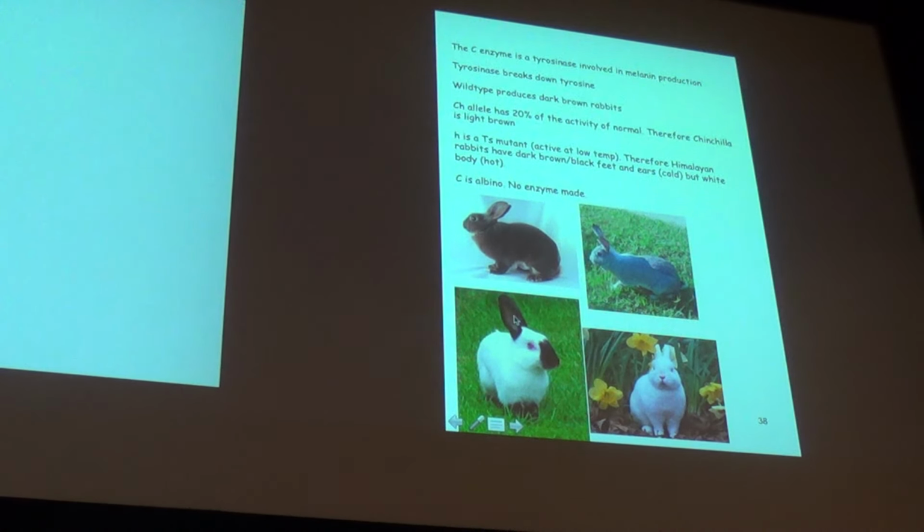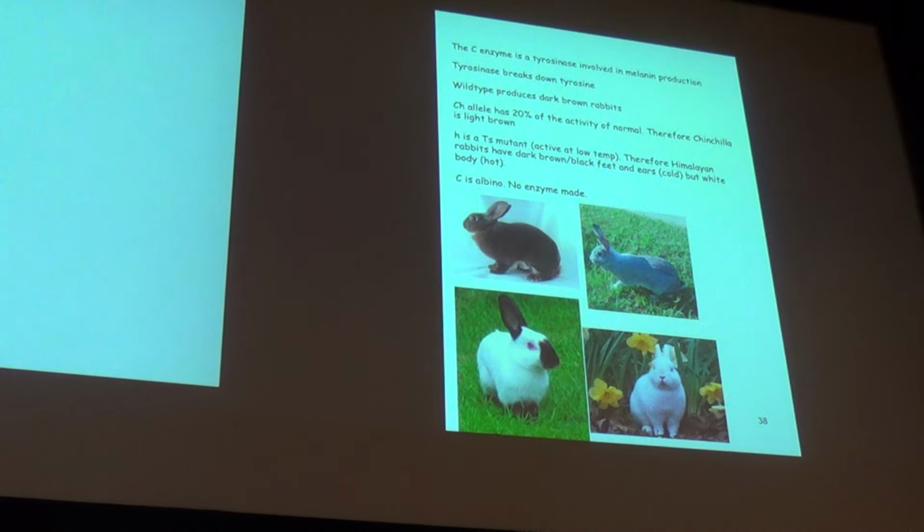And then albino, of course, is the one mutant where the enzyme is not made at all. And so if the enzyme is not made, it's completely absent. You're not going to make any pigment. And that's why it's the most recessive gene. Okay? Is that okay? Clear?